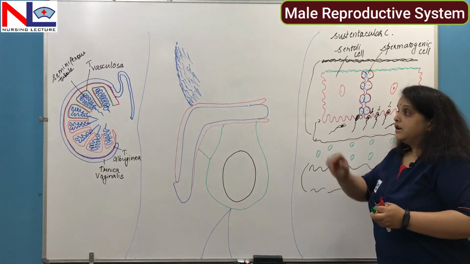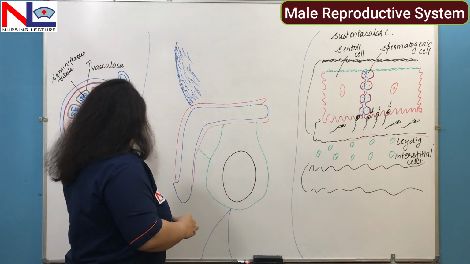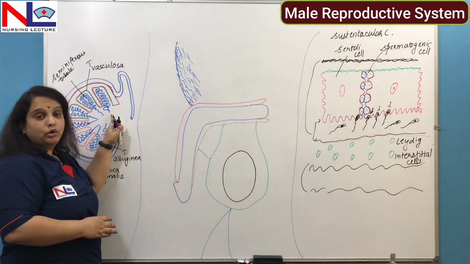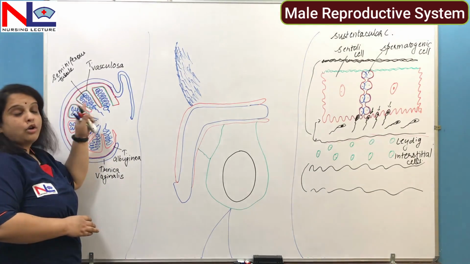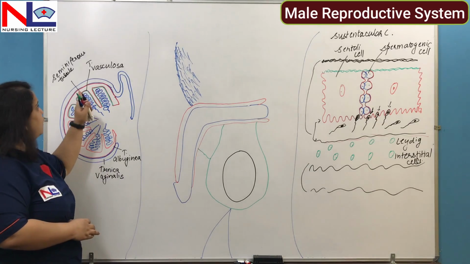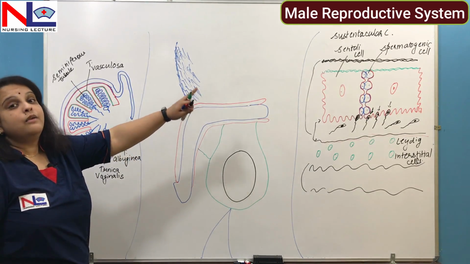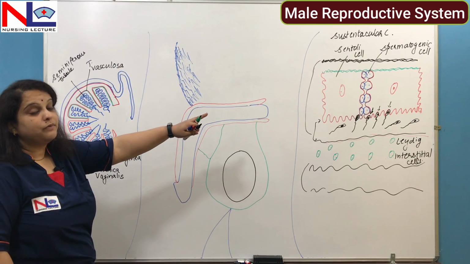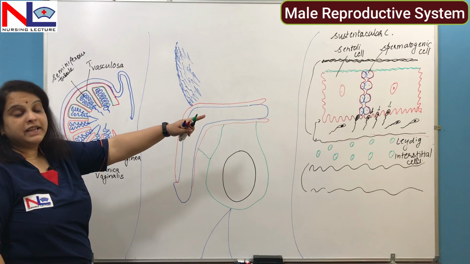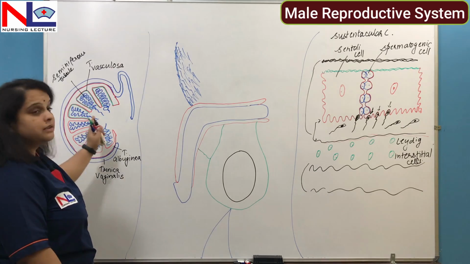Okay, so let's come back to the internal structure of the testes. Here we have seen that in the lobules there are 1 to 4 highly coiled or convoluted tubules called seminiferous tubules, which are responsible for formation of sperm cells, and the Sertoli cells are responsible for nourishment of these cells and allow them to move along the duct system.